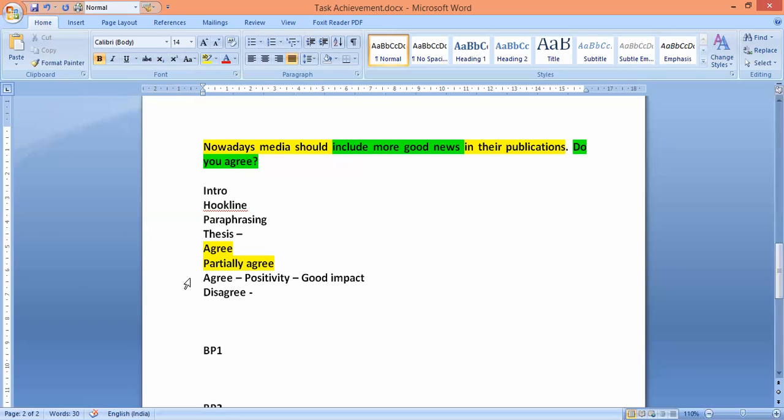I think I need to add as well in their publication, right? In their publication is also important, so that they can sell. It's all about selling news content, right? So publication is also important. Media, publication, and good news: three pillars are there for this question. So we should always move around these three pillars: media, good news, and publication.